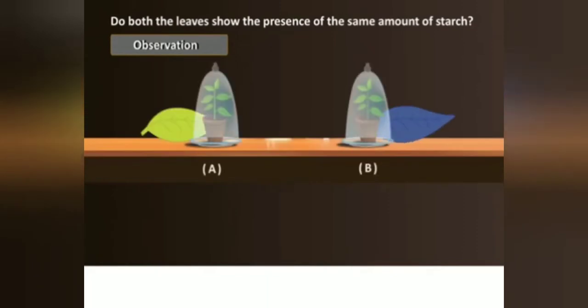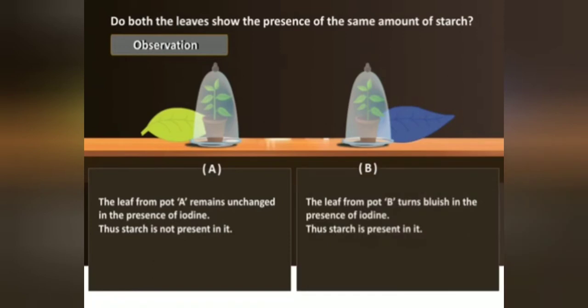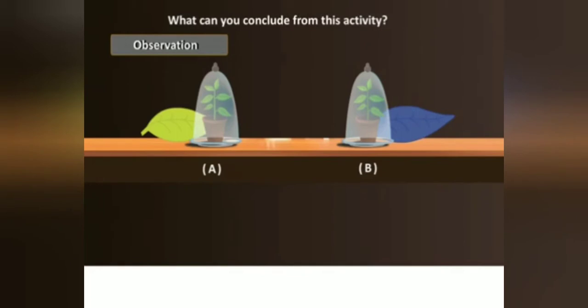Observation: the leaf from pot A remains unchanged in the presence of iodine. Thus, starch is not present in it. The leaf from pot B turns bluish in the presence of iodine. Thus, starch is present in it. What can you conclude from this activity?